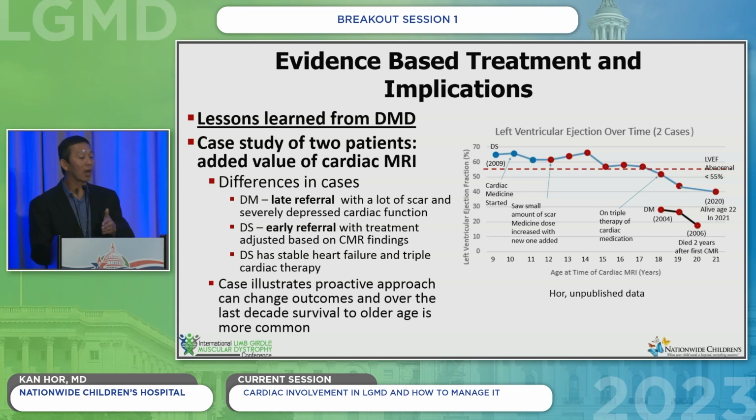Although we did a good job and we're maintaining his heart function, over 13 years, with his proactive approach in this patient, 2 or 3 years older than the first patient, he's maintaining a fairly controlled heart failure management. No symptoms at all, but he's actually doing relatively well compared to what the other patient was.